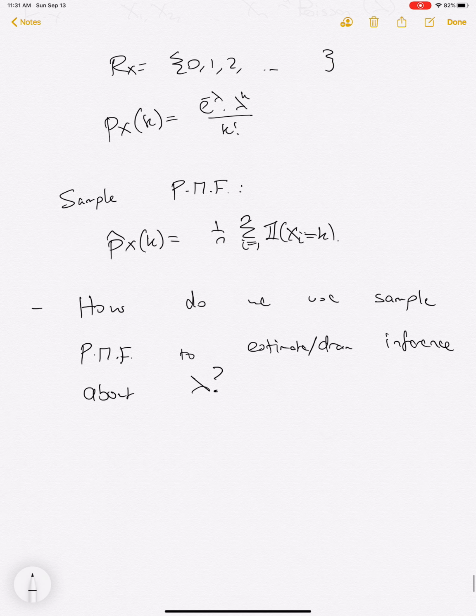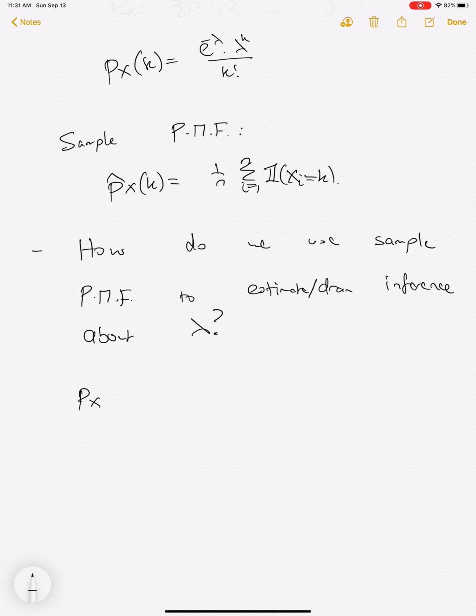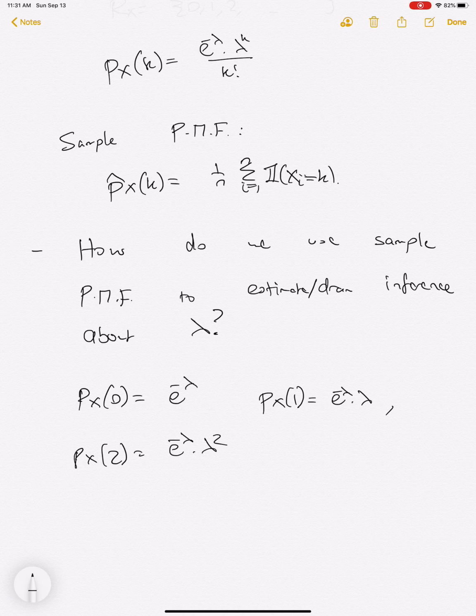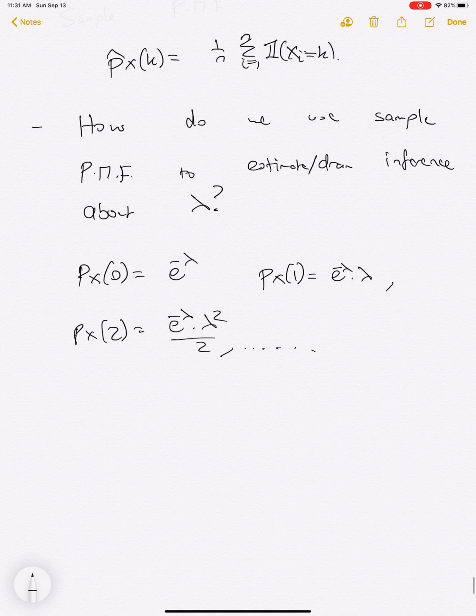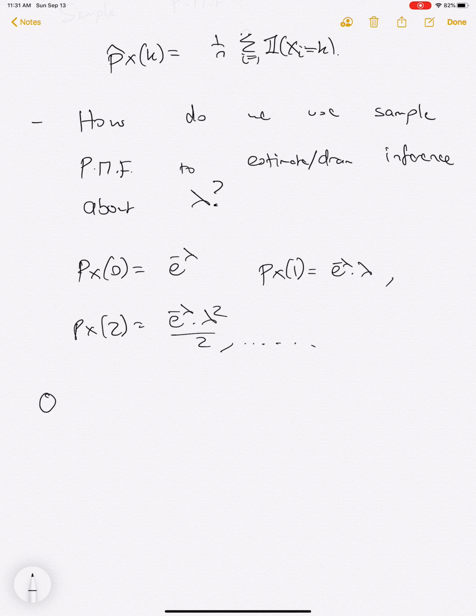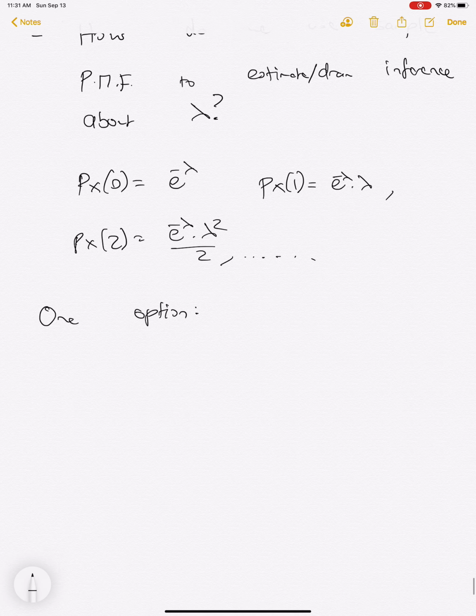So remember that we know px of 0, we can plug that in and see that that's e to the negative lambda. We can see that px of 1 is e to the negative lambda times lambda. Px of 2 is e to the negative lambda times lambda squared over 2. And we can continue this on. So one option to consider is this.